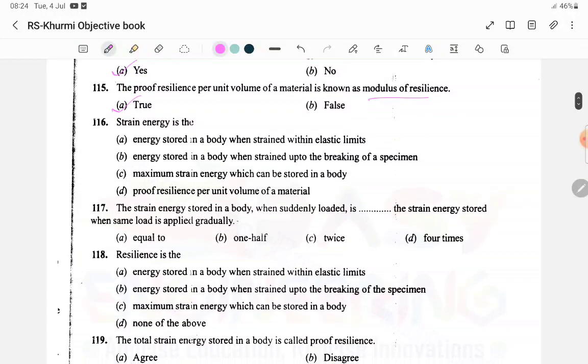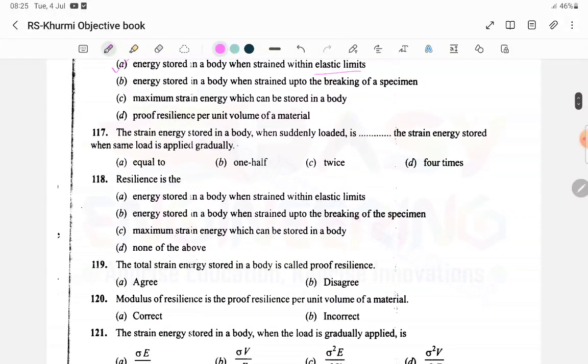Strain energy is the energy stored in a body when strained within the elastic limit. So 116 is A, within the elastic limits. The strain energy stored in a body when suddenly loaded is dash the strain energy stored in the body when gradually loaded.